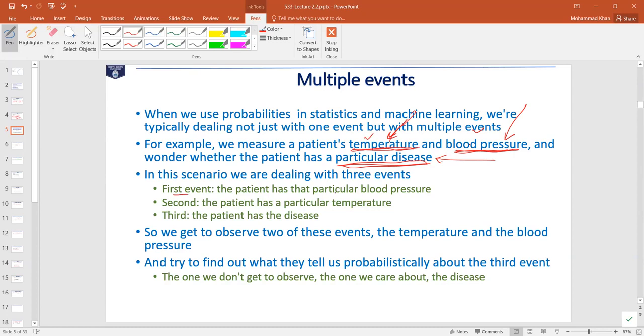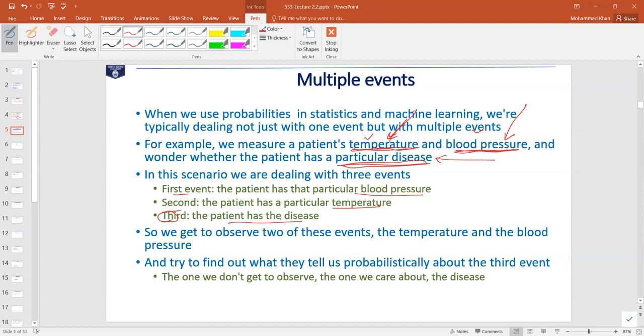So the first event is taking a particular blood pressure. The second event could be the doctor is taking temperature. The third event, maybe the patient has a disease, and the doctor is trying to find the probability of having that disease. For example, the doctor can say that the patient has an artery block with certain probability, may have kidney disease with certain probability. So basically, they are interested in measuring another event based on some previous events.